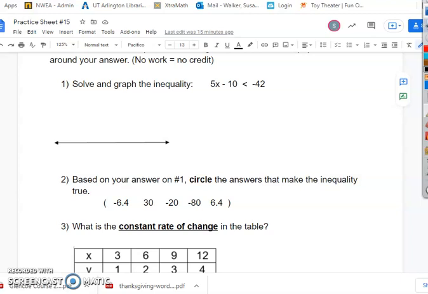So we're going to do this inequality here. I'm pretty comfortable that we all know we find our variable, it's on the left. I want to get rid of our add/subtract first. So I have minus 10, so I do plus 10. Correct? Do the same thing to both sides. So I get 5x.